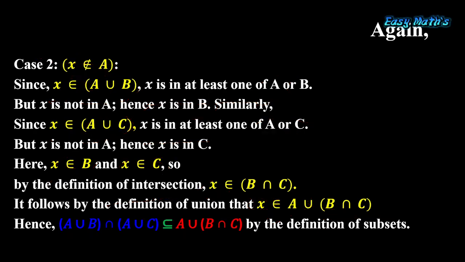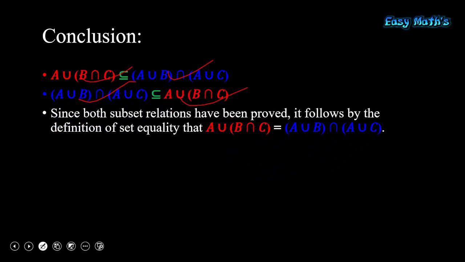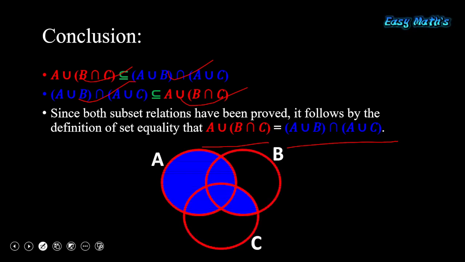At last we have that each is a subset of the other respectively. So at last we say that A union (B intersection C) is equal to (A union B) intersection (A union C). And in the Venn diagram also we proved it.